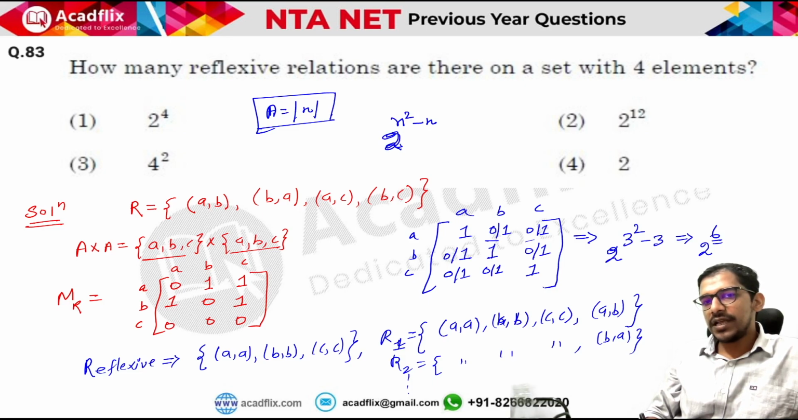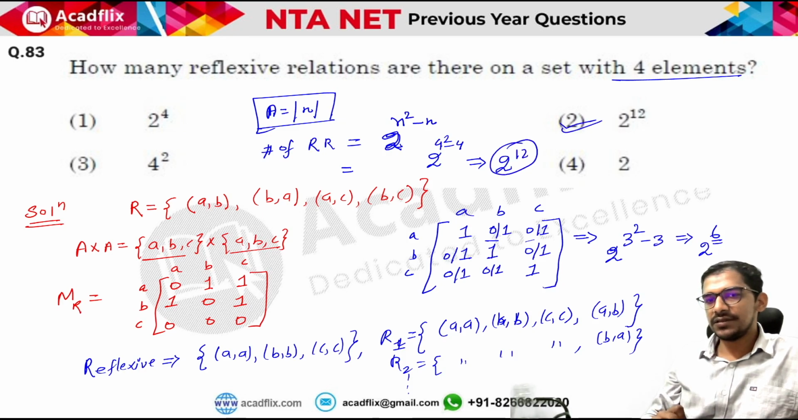So n square minus n number of elements will be having two choices, either they can be included in the reflexive relation or they may not be included. So the number of reflexive relations with n elements will be 2 to the power n square minus n. Now in this question you are given that you have 4 elements, that means the value of n is 4. So you can put directly here. So this will be 4 square minus 4, that is 16 minus 4, which is 12. So 2 to the power 12 reflexive relations are possible with 4 elements.